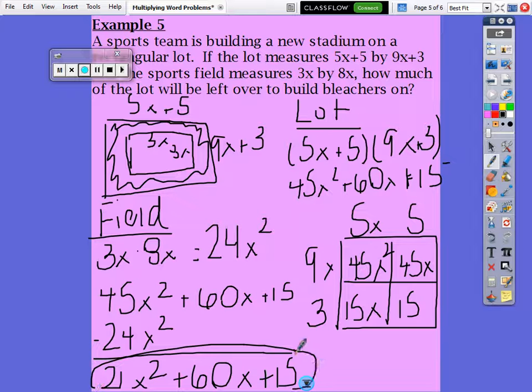So when you have a problem where you have to figure out how much is left, again, you're going to find the area of your lot. You're going to find the area of whatever's inside, which in this case is the field. You're going to then subtract big minus small. So it's going to be lot minus field.